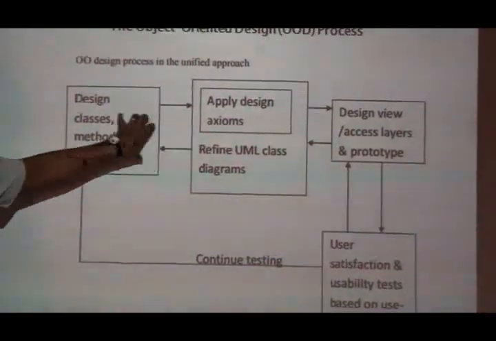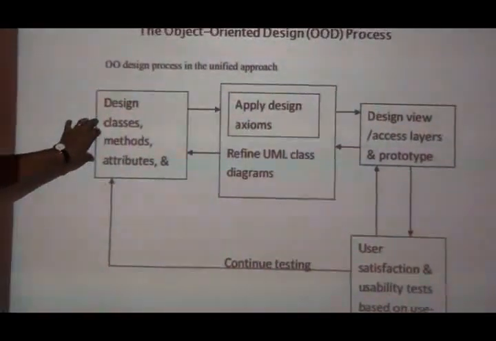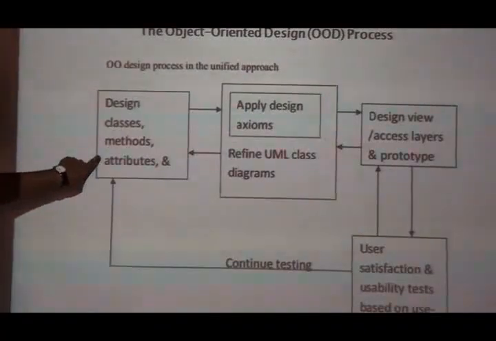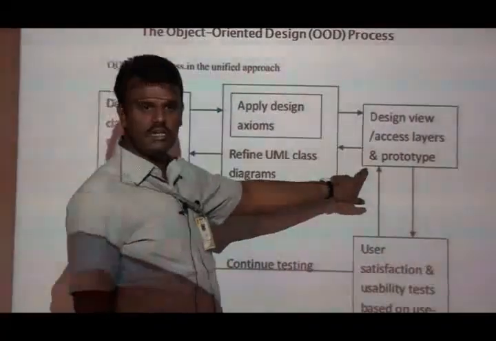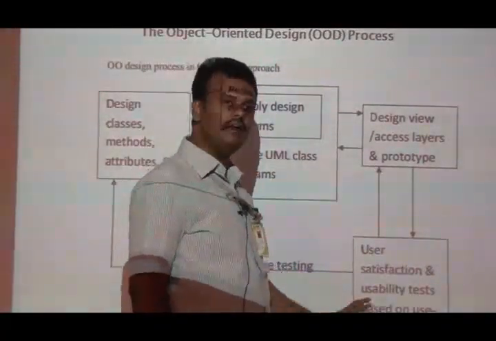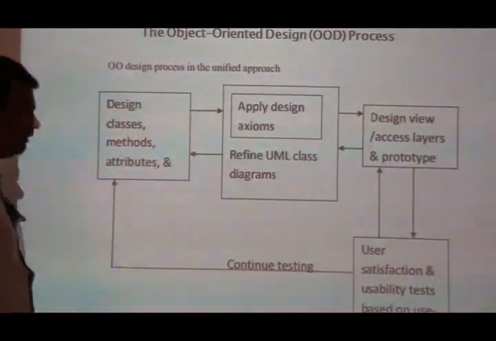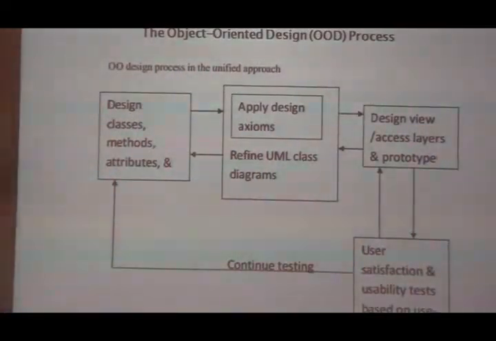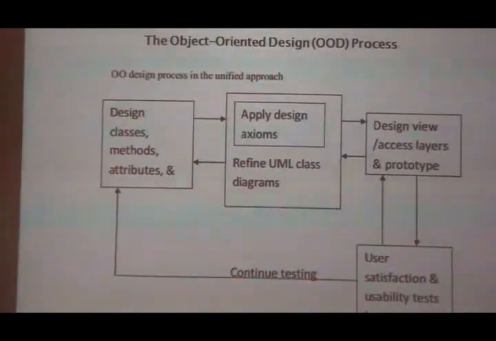After applying the axioms, we are going to design the classes, methods and attributes. The next one, we are going to design the access layer classes, then finally user satisfaction and the usability test. This is the first one. We already completed the analysis phase.